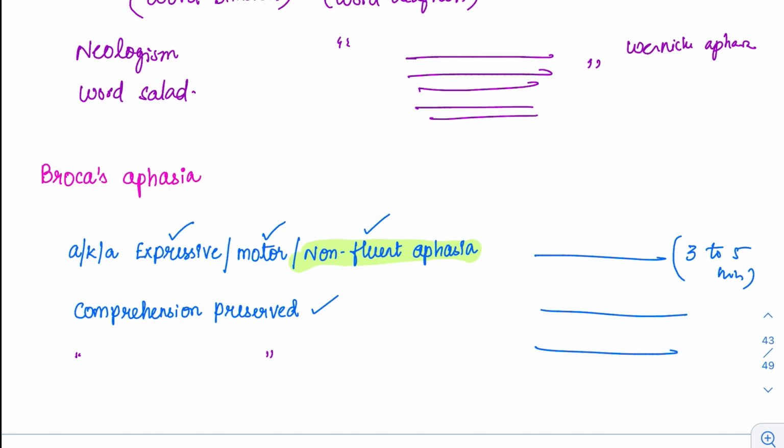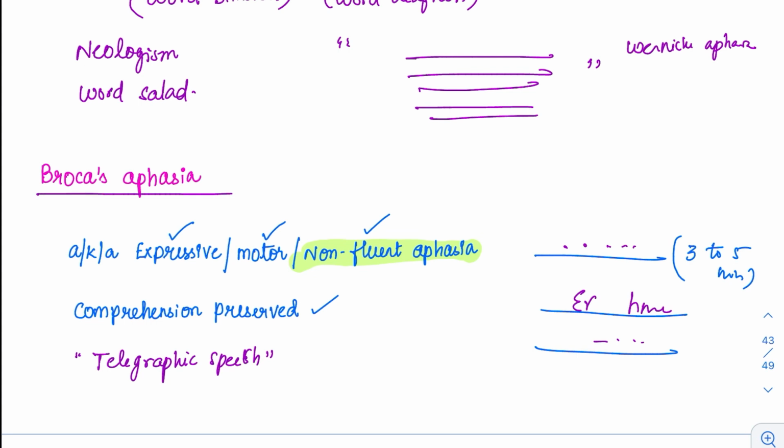And there is a special term for this kind of staggered speech, which is called telegraphic speech. If any sentence is given with fewer words and multiple pauses, then it is Broca's aphasia. They can give you a statement with timings written below, like 3 minutes or something. He has talked nothing fruitful, there are long pauses in between his speech. That is called Broca's aphasia.